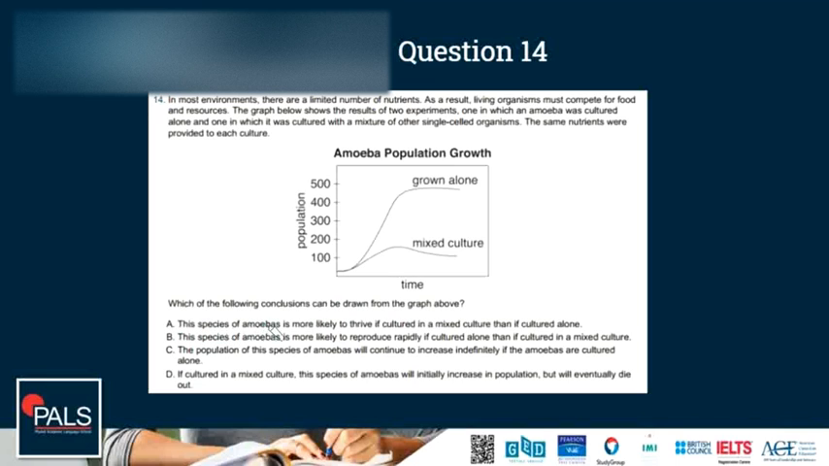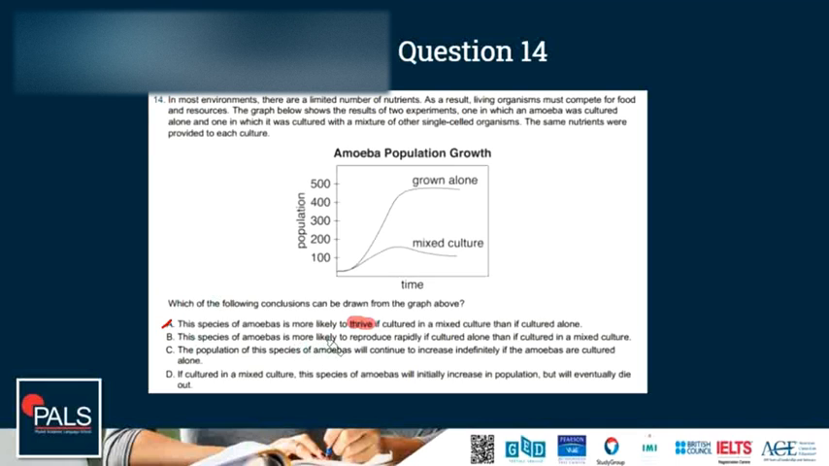A: This species of amoeba is more likely to thrive if cultured in a mixed culture than if cultured alone. What does thrive mean? It does very well in a mixed culture compared to when growing alone. We can exclude that answer because, as we can see, population size in a mixed culture is lower than when cultured alone. So it is not answer A.